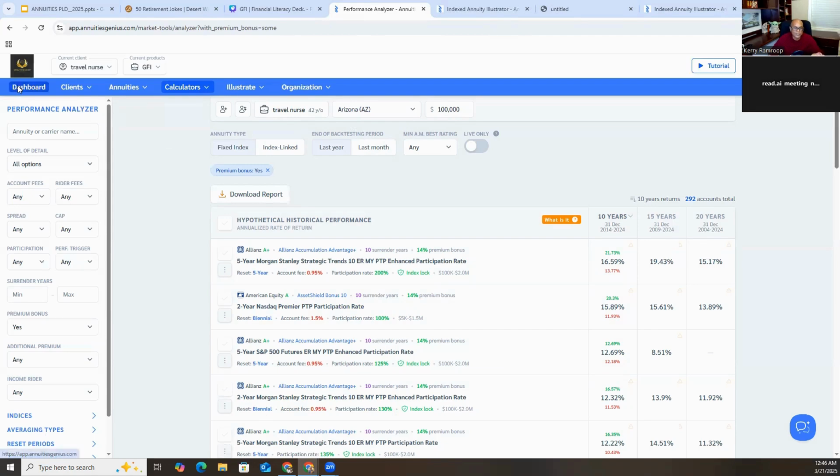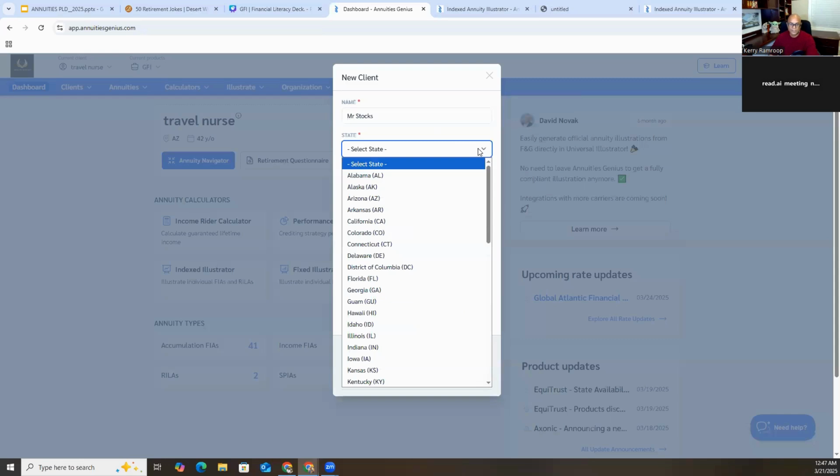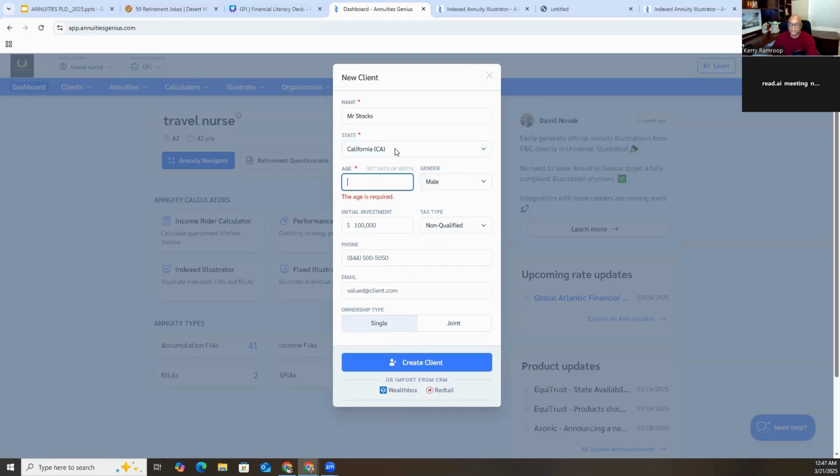So we're going to go to the dashboard and make a new client, to see if someone has stocks. So we're going to do a gentleman, Mr. Stocks. Say this guy, he's an accountant or something. I'm just going to put him in California. And he's a male. We're going to put non-qualified money here. I can't remember, did we have the non-qualified for the travel nurse or qualified? It doesn't matter at this point. We are going to put non-qualified and then create a client here. Age here, let's just put him at 45.